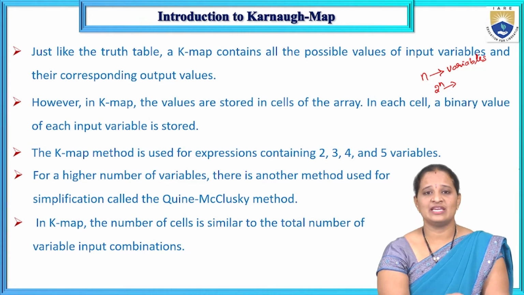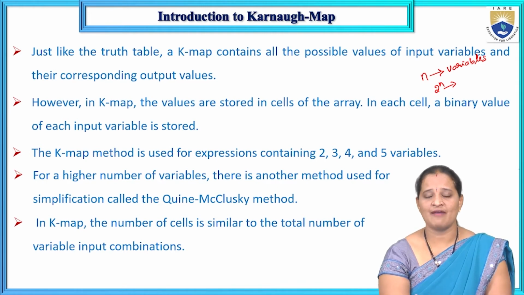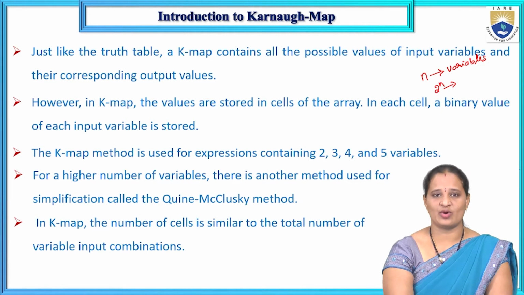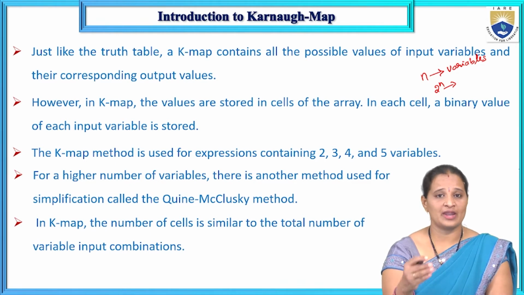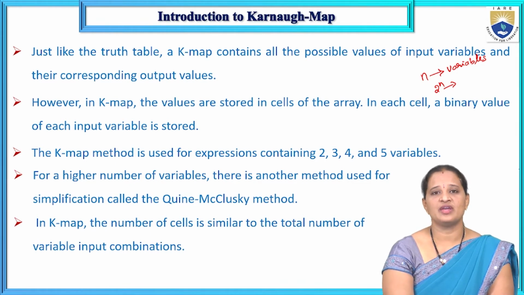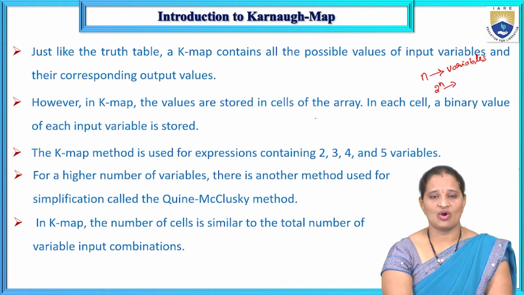So that means an n-variable K-map will have 2 power n cells, and each cell, or each square, represents one of the 2 power n possible input combinations of an n-variable Boolean function. In a K-map, the values are stored in the cells of an array. In each cell, the binary value of each input variable is stored.